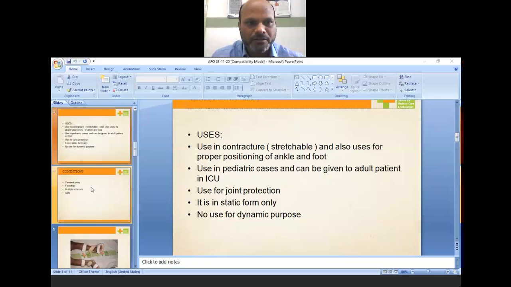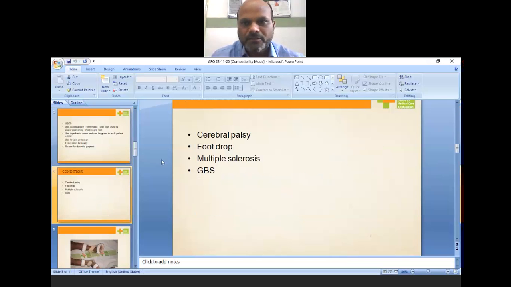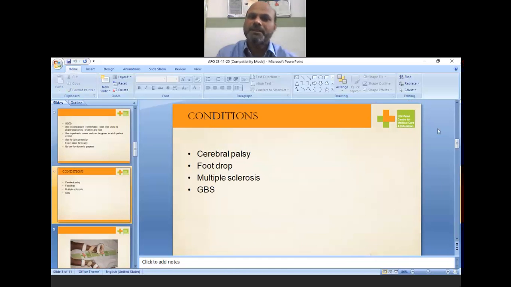so remember these splints are very useful for OT. What are the conditions there? So conditions may be cerebral palsy, foot drop, multiple sclerosis, and GBS patients. In all cases, you can use this splint, right? And whether the patient is adult or pediatric, in both cases you can use this splint only for the positional purpose, okay, not for the walking purpose or the gait purpose.